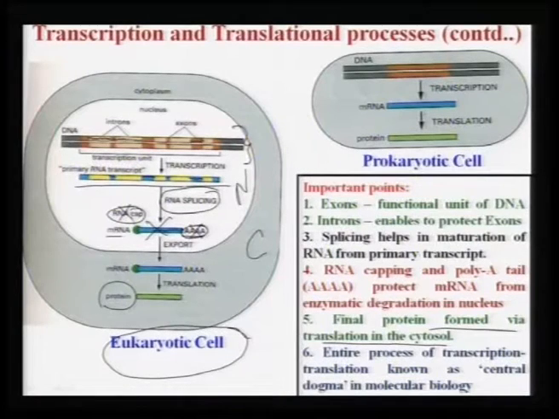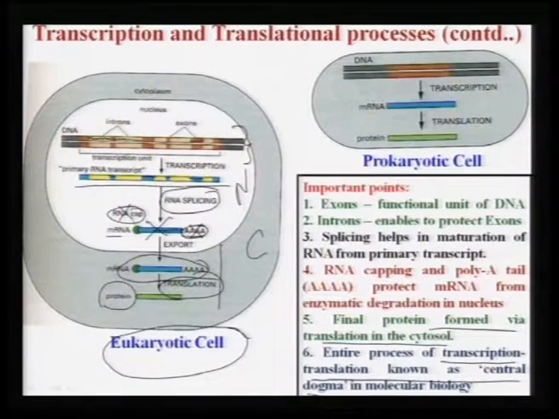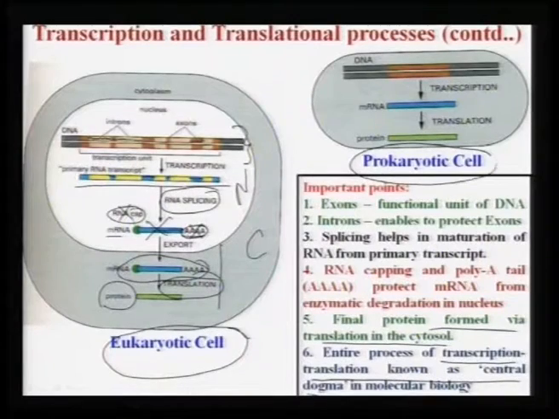So, this mRNA cannot be protected. Now, what will happen? The final protein is synthesized from mRNA via the process called translation, which takes place outside the nucleus, in the cytoplasm itself. The entire process of transcription and translation is known as the central dogma, as I have already mentioned in the last lecture also. Now, in the case of the prokaryotic cell, what will happen?